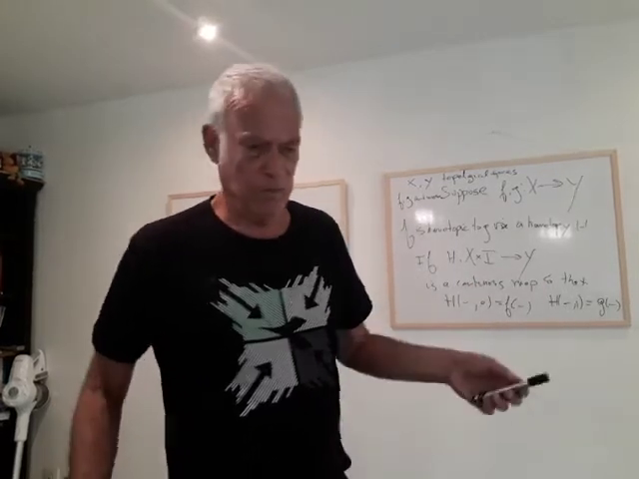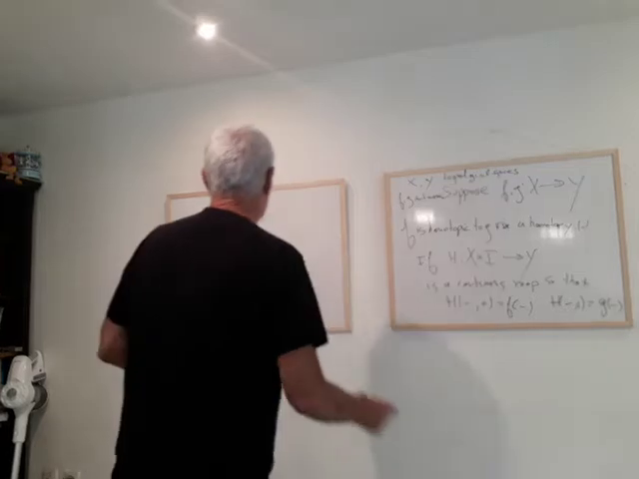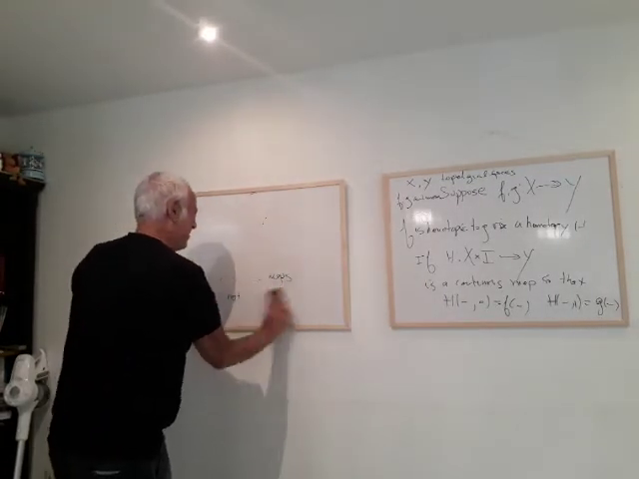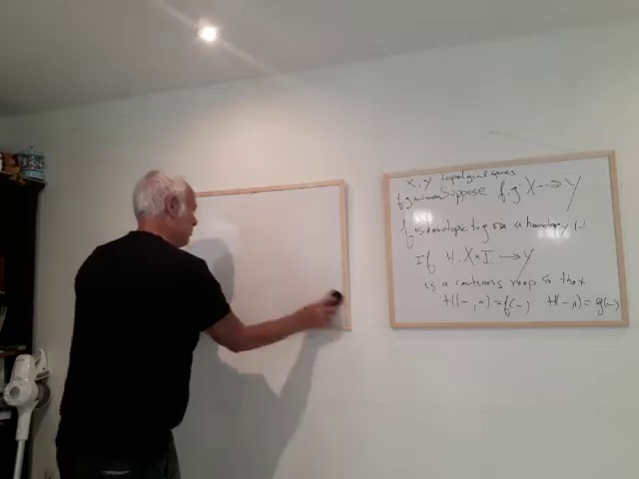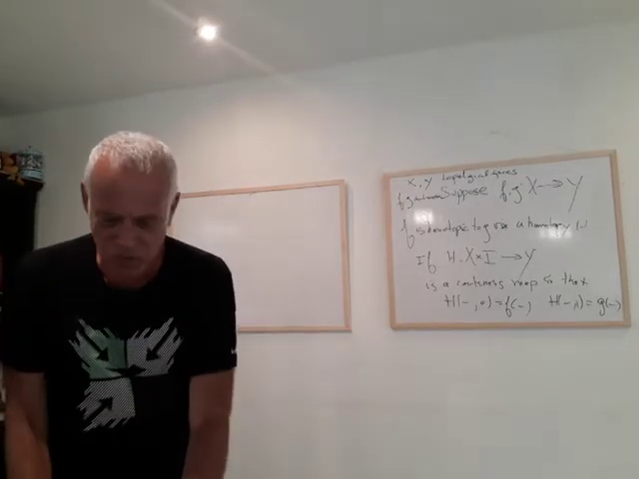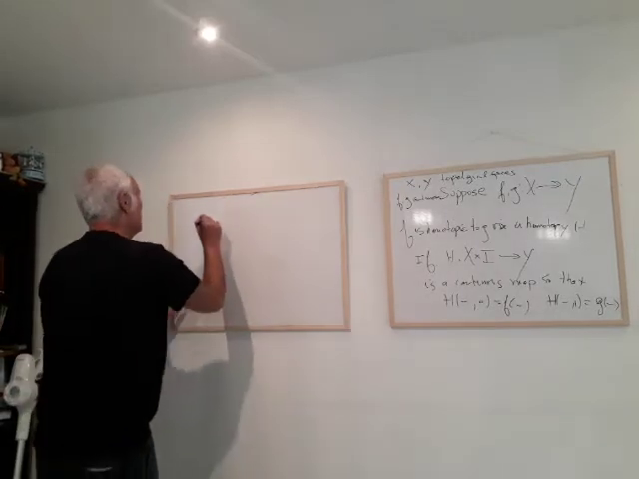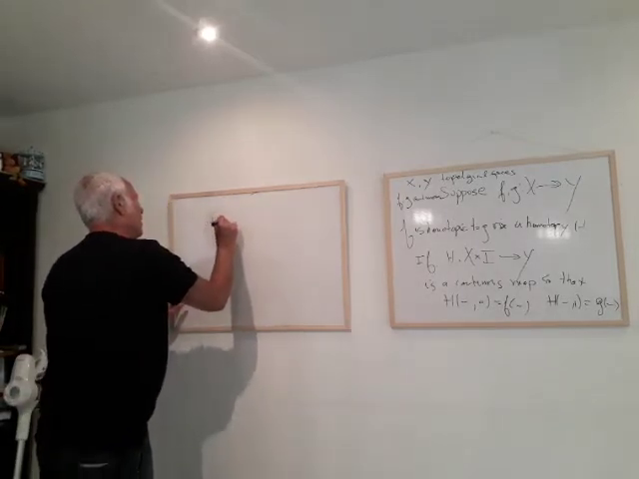So we'll do an example. Examples in green. Okay, blue could be blue. Decide. Example.